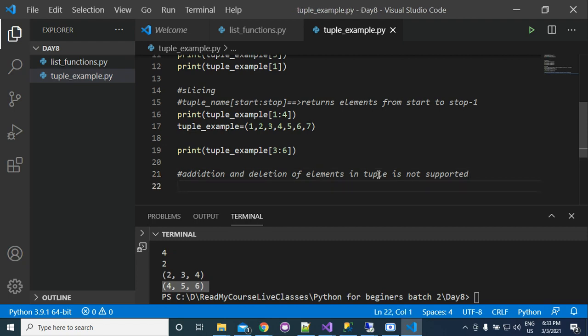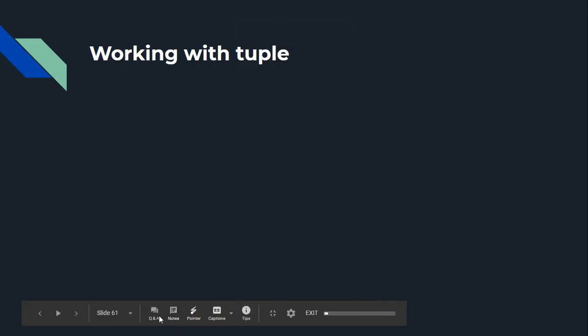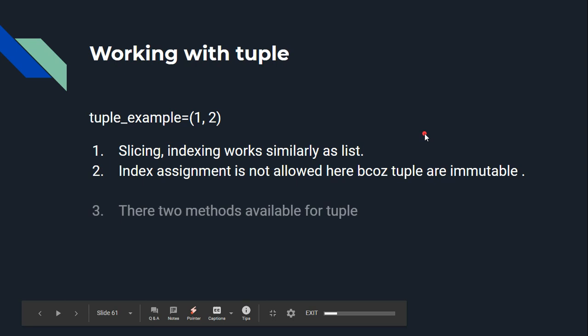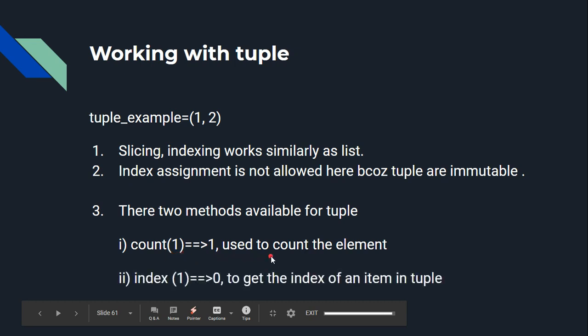Now you can think about when you should use list and when you should use tuple. We are going to discuss that. There are two methods that are available for tuple. First is count. Suppose you want to count how many times any particular element is present, you can use the count function. It will return you the number of times an element is present in the tuple. Next is index. If you want to check what is the index of any item, then you can check. So these are the two methods that are present in the tuple.